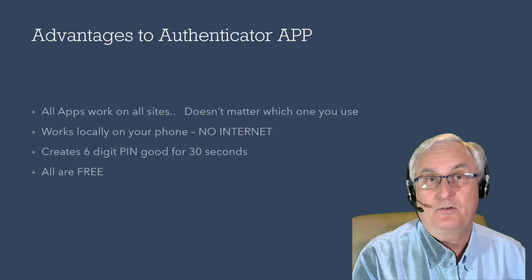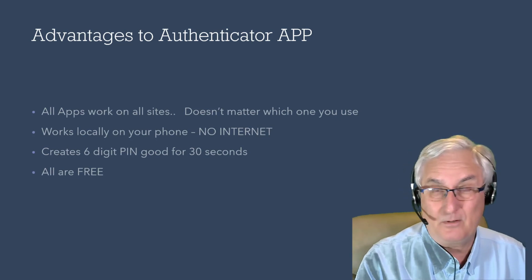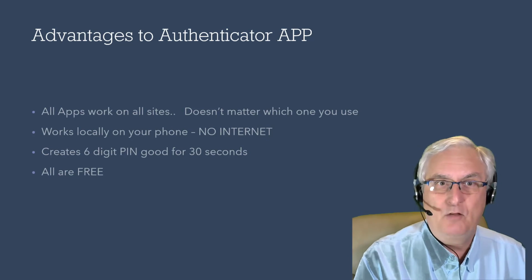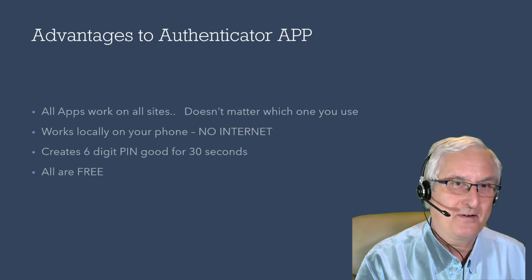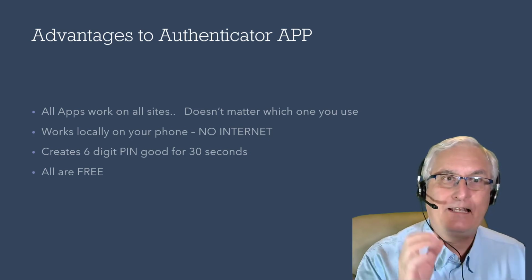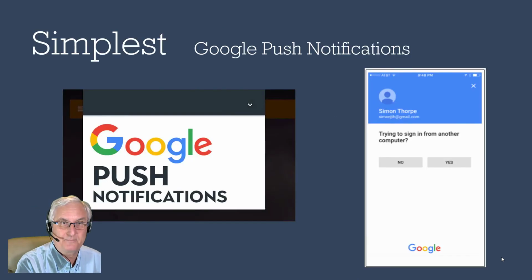Some of you probably said, gee whiz, 6 digits, with the supercomputers we have, it could probably be hacked. That's true, but not in 30 seconds. The code will change every 30 seconds. That's called the Authenticator app, and that's basically what I use for all my accounts.